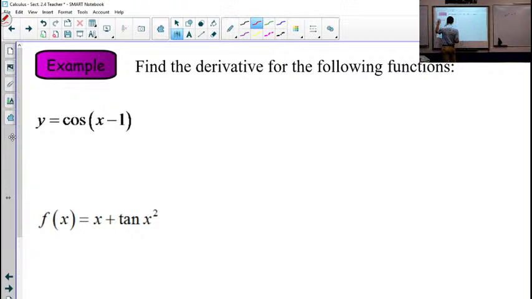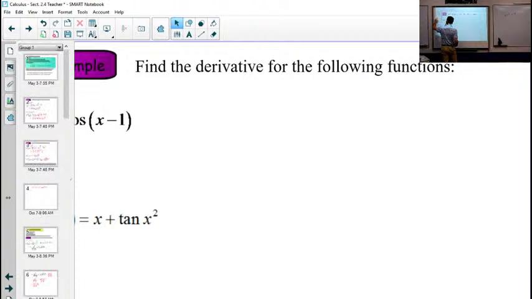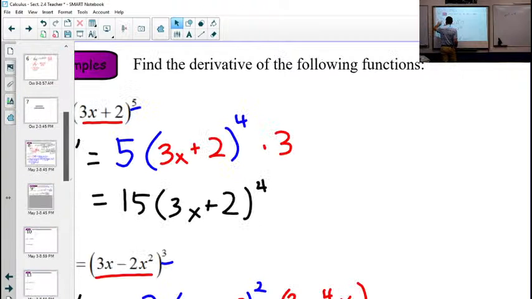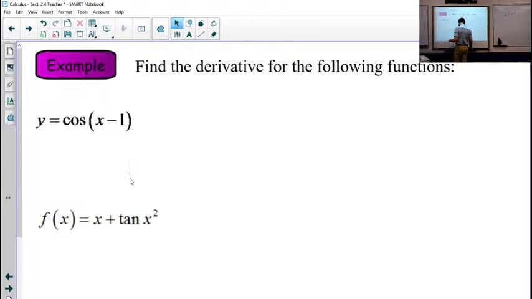So this is my, what did I use yesterday? I used blue for my outermost function. Okay, I'm going to keep with that. So my outermost function is cosine, and my innermost function is the x minus 1. So I've got this x minus 1 nested inside of a cosine. So what's happening to x minus 1 is I'm taking the cosine of it.